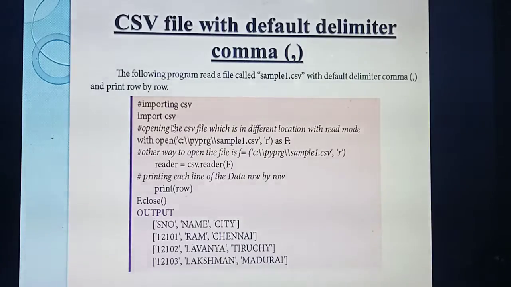So first thing, you need to import csv. Next, you are going to open a file: with open(), from which location? C pyprg, that is Python programming. The name of the file is sample1.csv, in which mode? Read mode, as f, that is a file object. Understood? First itself I said, inside this hash symbol no need to study, that is for your understanding. Next, you are going to read the file.